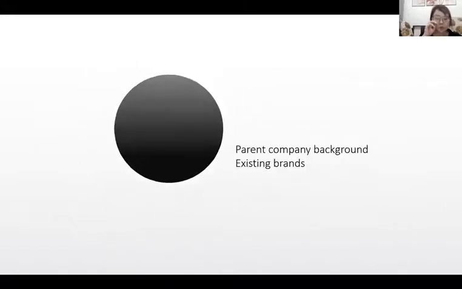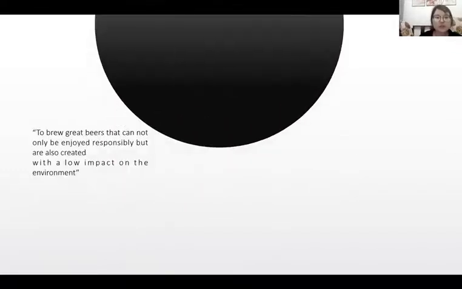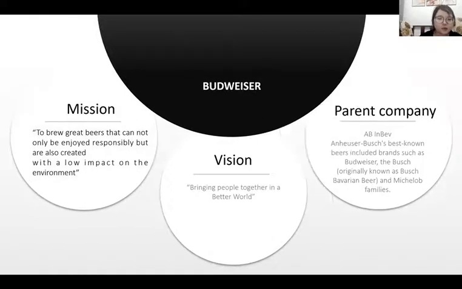Now look at chapter 1, introduction and overview. In this part, I will introduce the parent company background and existing brands of Budweiser. First, the mission of Budweiser is to build great beer that can not only be enjoyed responsibly, but is also created with a low impact on the environment. Budweiser is aiming to become a socially responsible brand in the world.